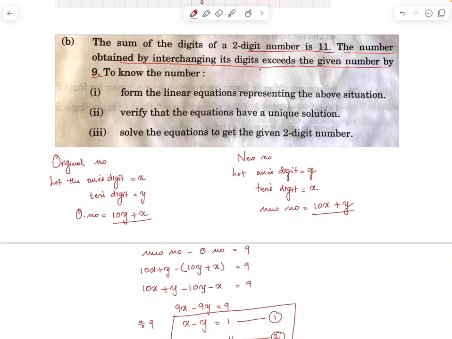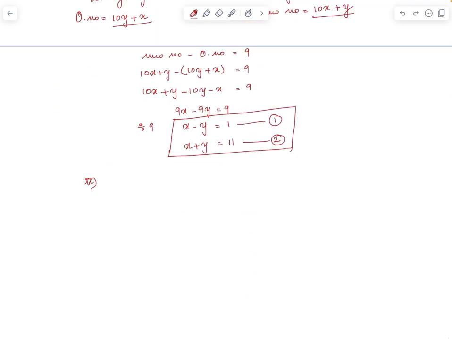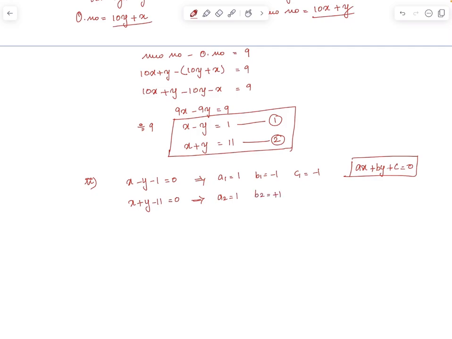Part 2 says verify that the equations have a unique solution. Let's rewrite both the equations in ax plus by plus c equal to 0 format. The first equation is x minus y minus 1 equal to 0. In this, a1 is equal to 1, b1 is equal to minus 1 and c1 is also equal to minus 1. The second equation is x plus y minus 11 is equal to 0. In this, a2 is 1, b2 is plus 1, c2 is minus 11.